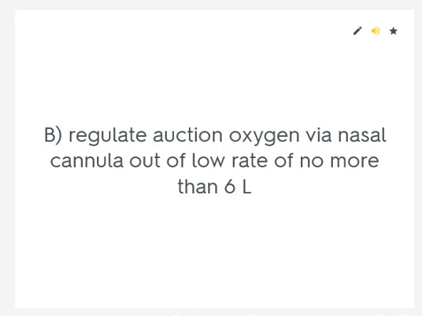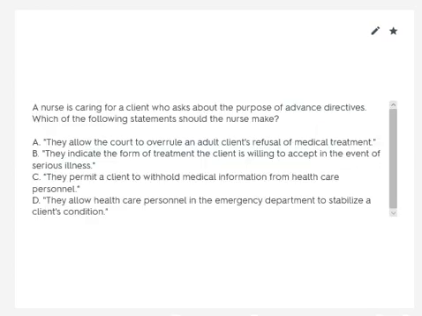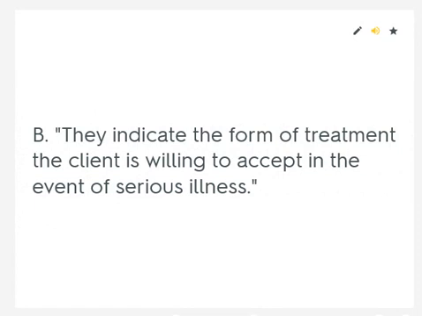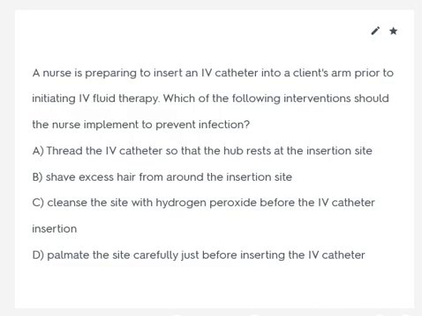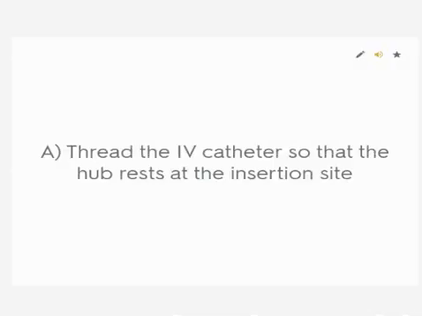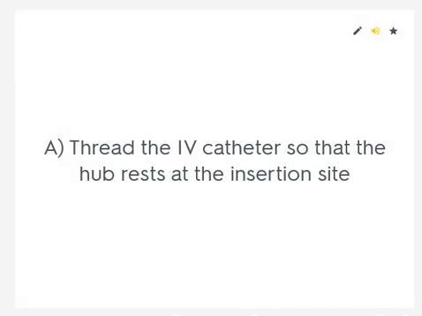B. Regulate oxygen via nasal cannula at a flow rate of no more than 6 L. B. They indicate the form of treatment the client is willing to accept in the event of serious illness. A. Thread the IV catheter so that the hub rests at the insertion site.